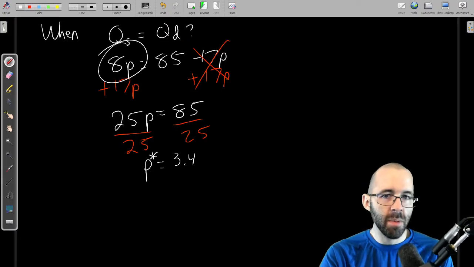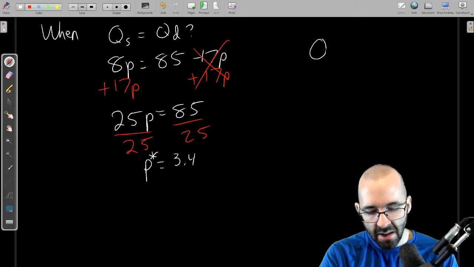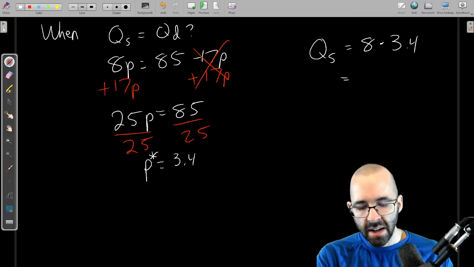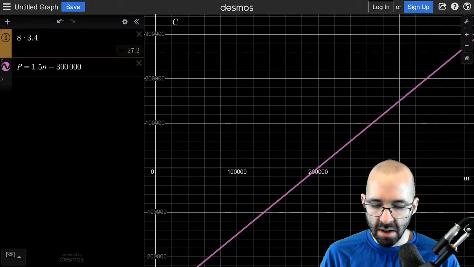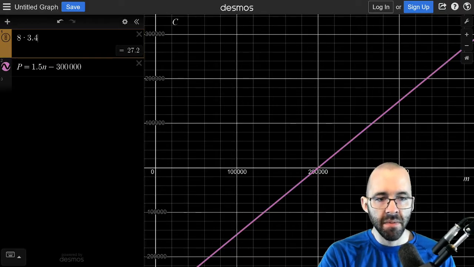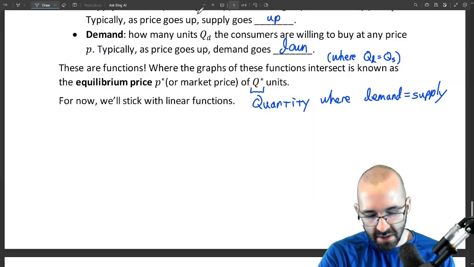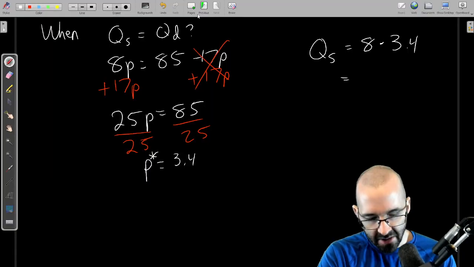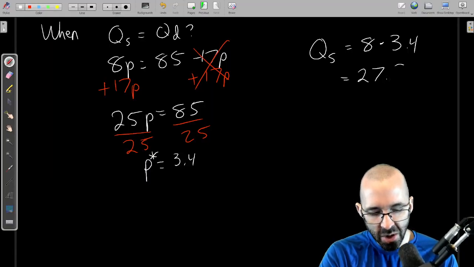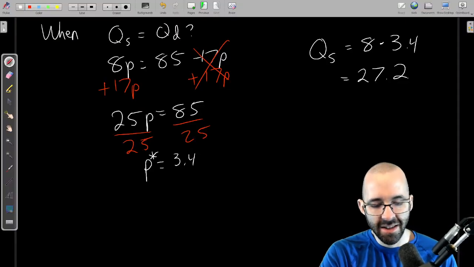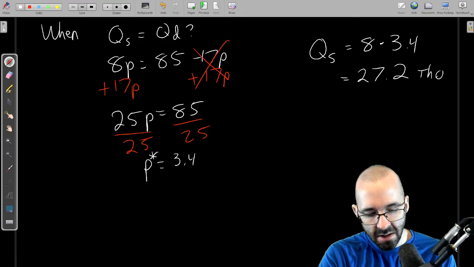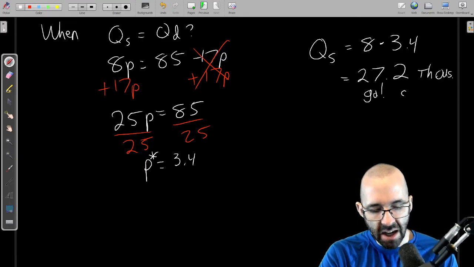The supply formula is easier for me. So I'm going to say that the supply is going to be 8 times P star, 3.4. And 8 times 3.4 is some number. A quantity of 27.2 thousands of gallons of gas. Did I say 27.2? I've got too many windows open now. 27.2. Again, that's thousands of gallons of gas.